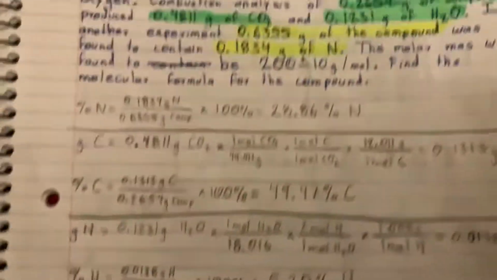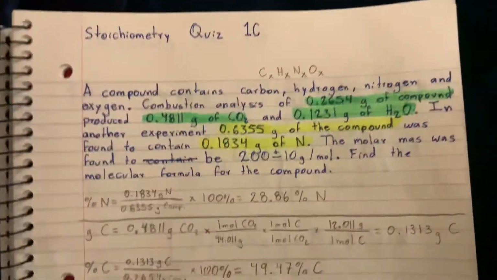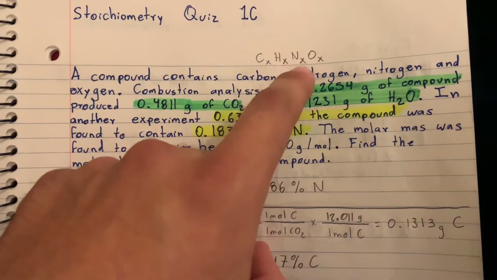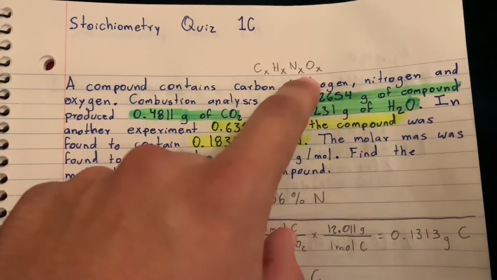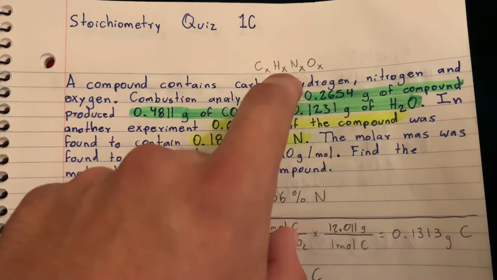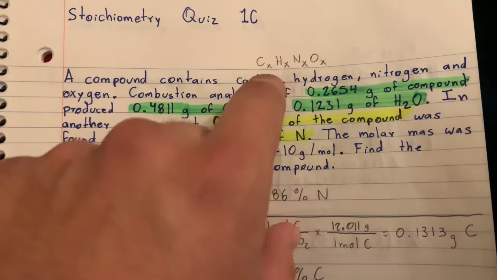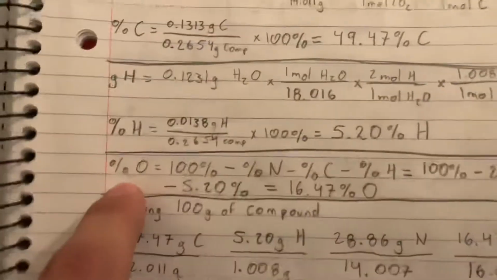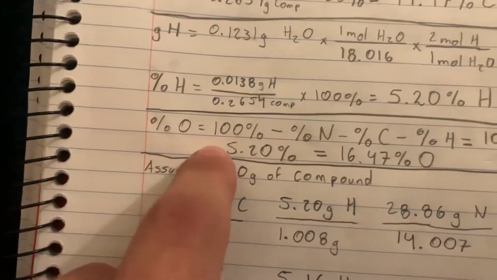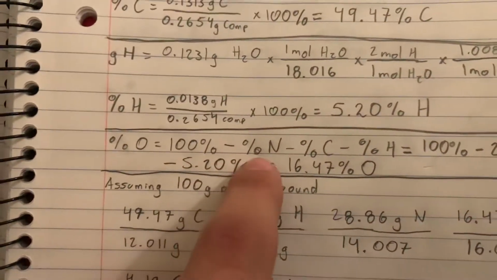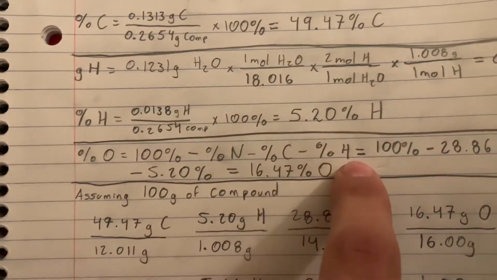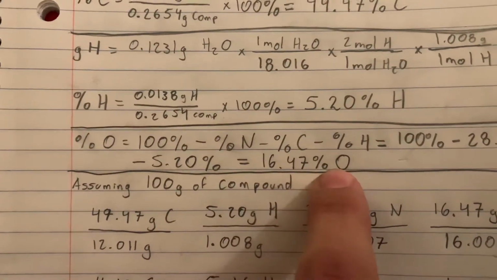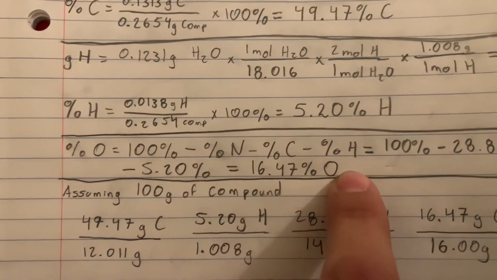So since I already have the percentage of carbon, hydrogen, and nitrogen, I can just subtract all of that from 100, and that's what I did right here. The percentage of oxygen is 100 minus all the percentages of the other elements. So I got 16.47% of oxygen in the compound.